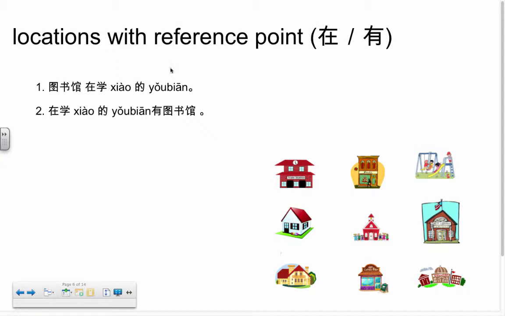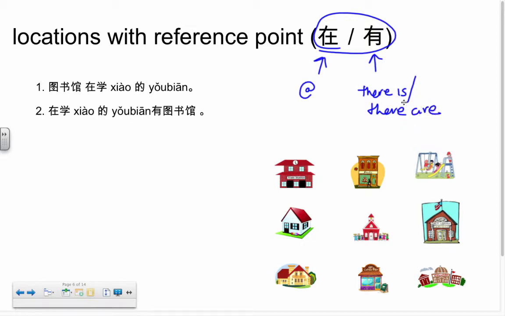So let's talk about reference points using 在 and 有. Remember that 在 means at, and 有 means to have. In this case, it's going to mean there is or there are. So first we're going to talk about the 图书馆 and the 学校. So right here we have the 图书馆 and right here we have the 学校.